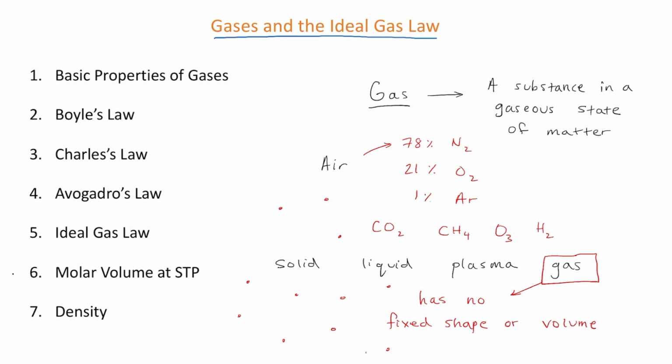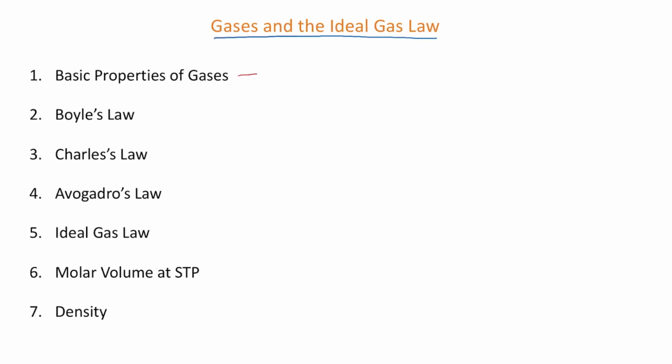And now that we've got a general understanding of what it means to be a gas, let's look at the basic properties of gases. We are going to look at four basic properties of gases. These properties are pressure, volume, temperature, and amount, where the amount refers to the number of moles of gas. Let's take a quick look at each of these properties.